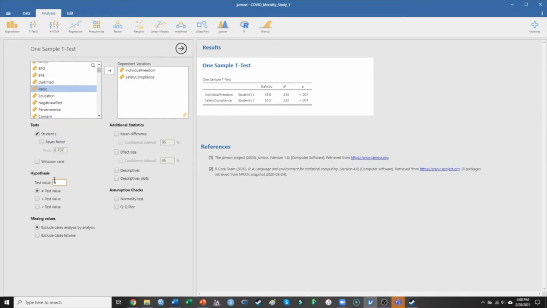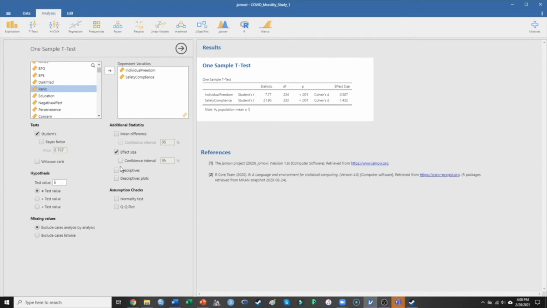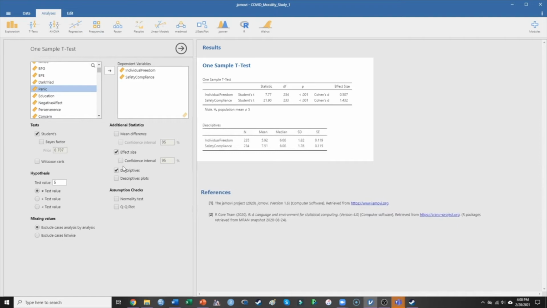So that's what I'm going to type in as the test value. And what the stats are now going to tell me is whether my average from my sample significantly differs from 5. I'm going to ask for a measure of effect size here, and I'm also going to ask for descriptives. Let's go ahead and start with our descriptives. We can see here that the average support for individual freedom is 5.92, so that is a little bit above 5. Whether it's significant or not, the stats will tell us here in a minute.